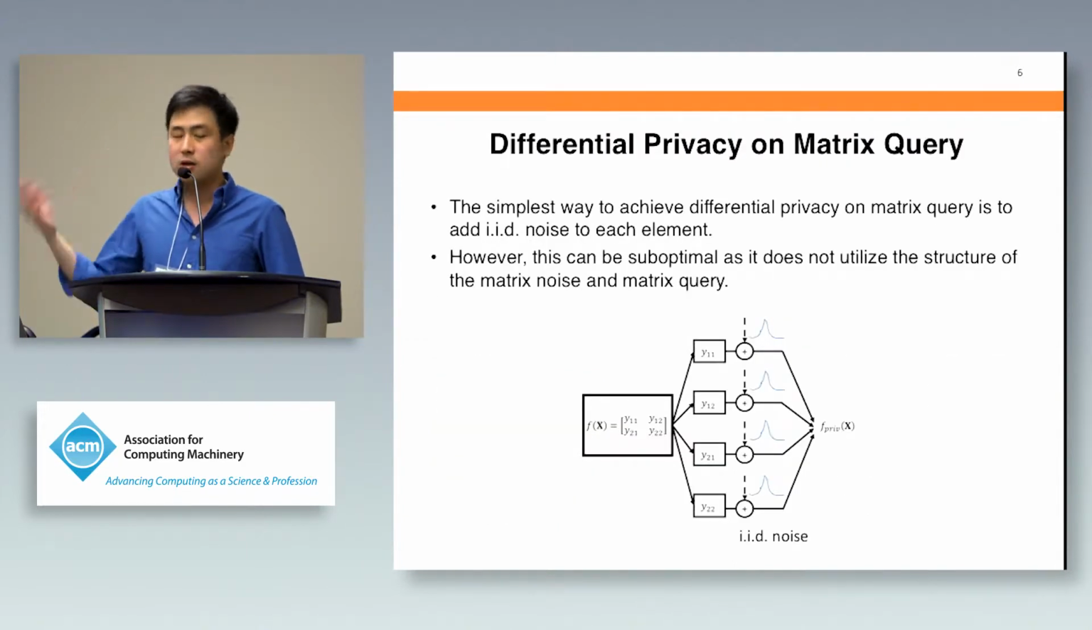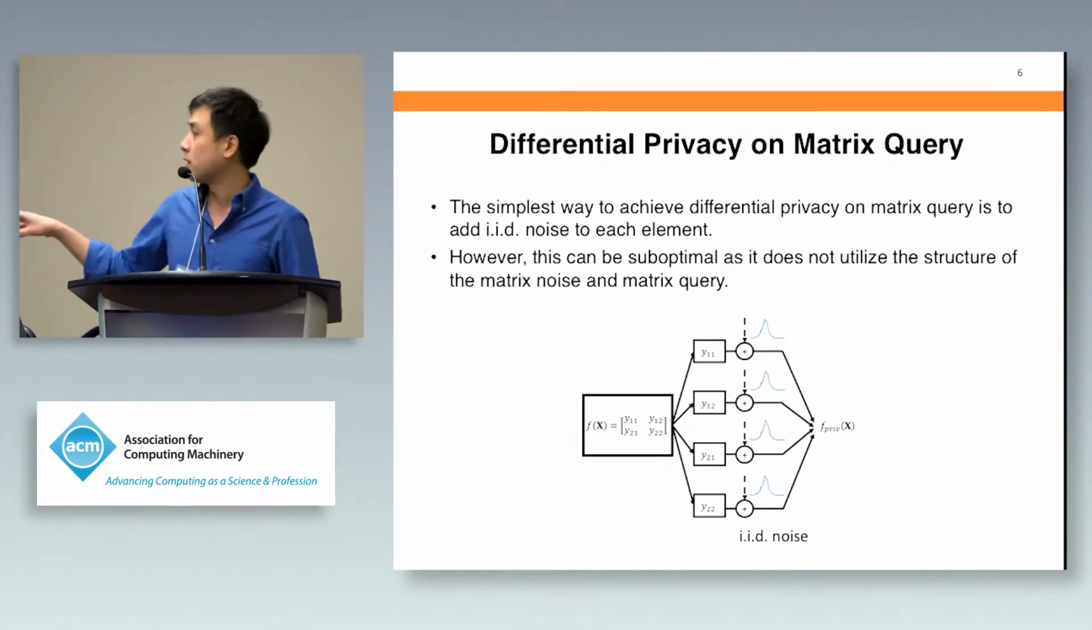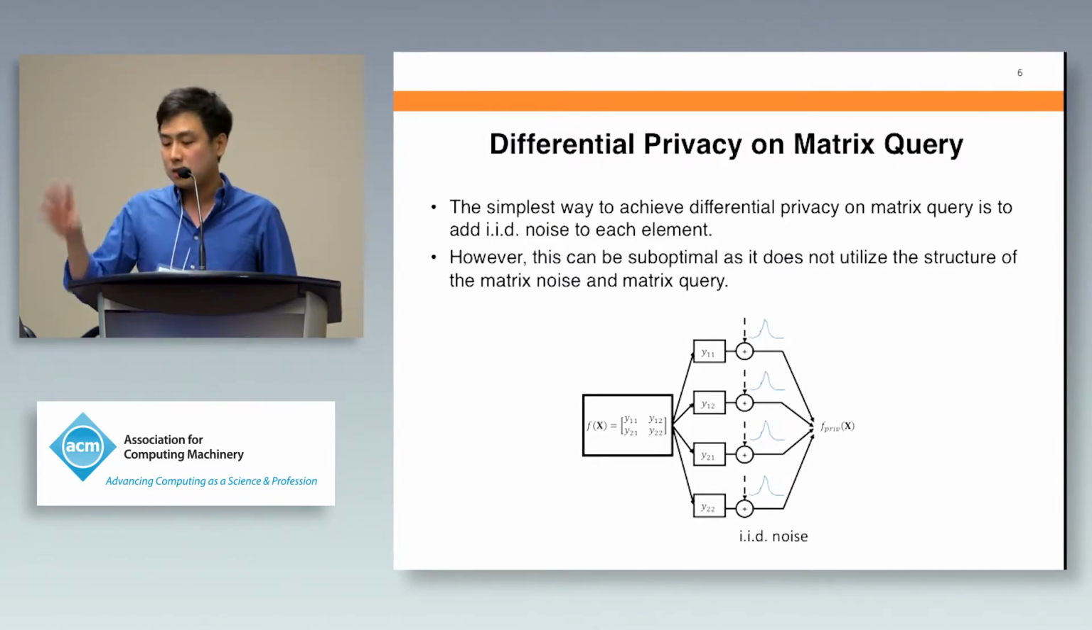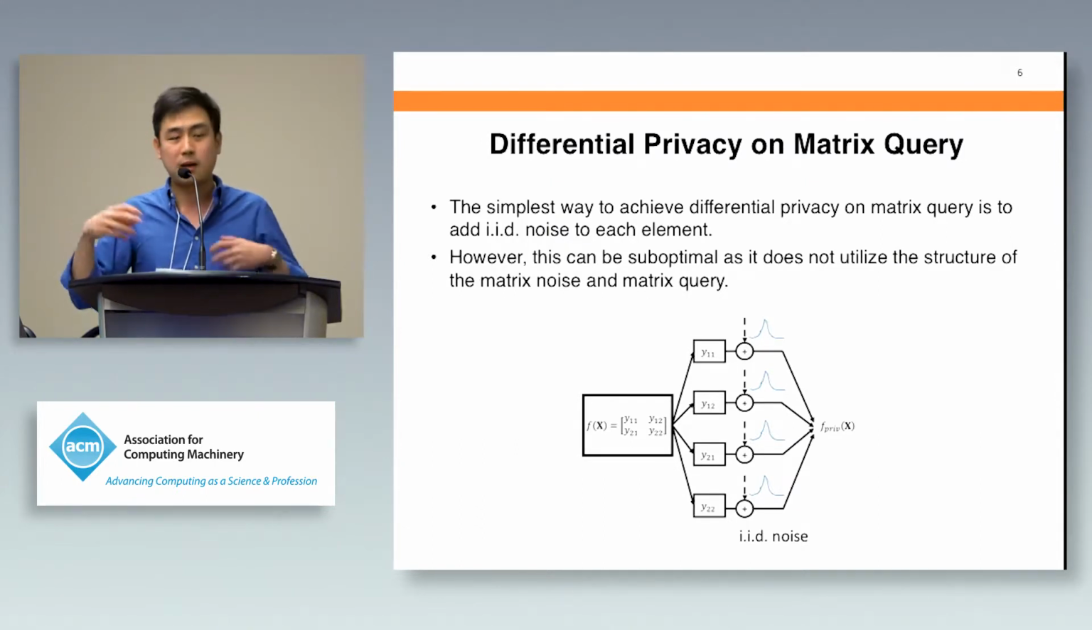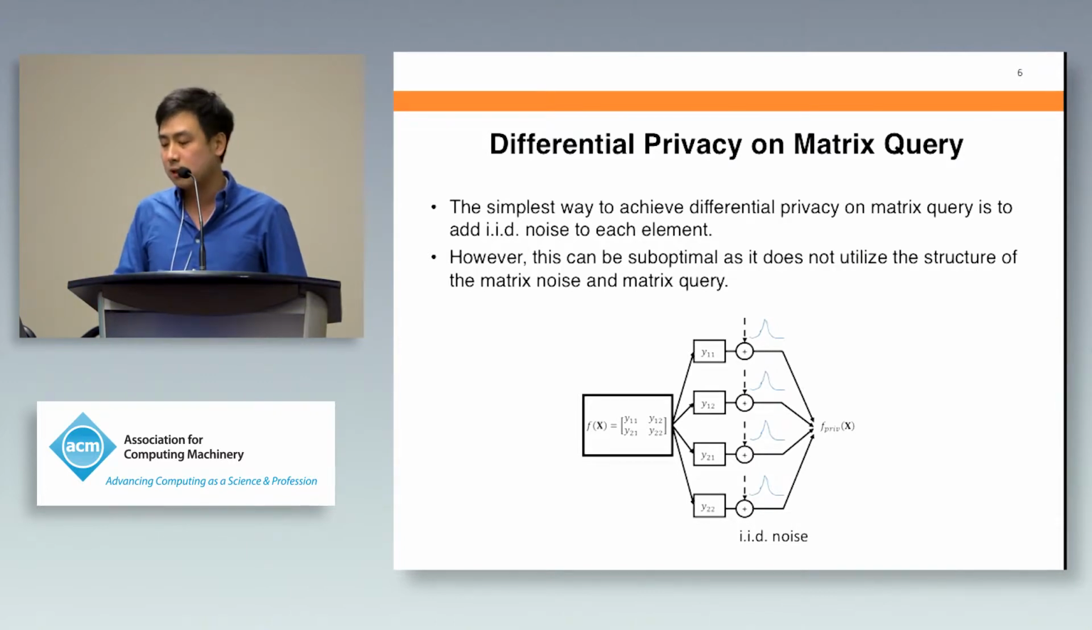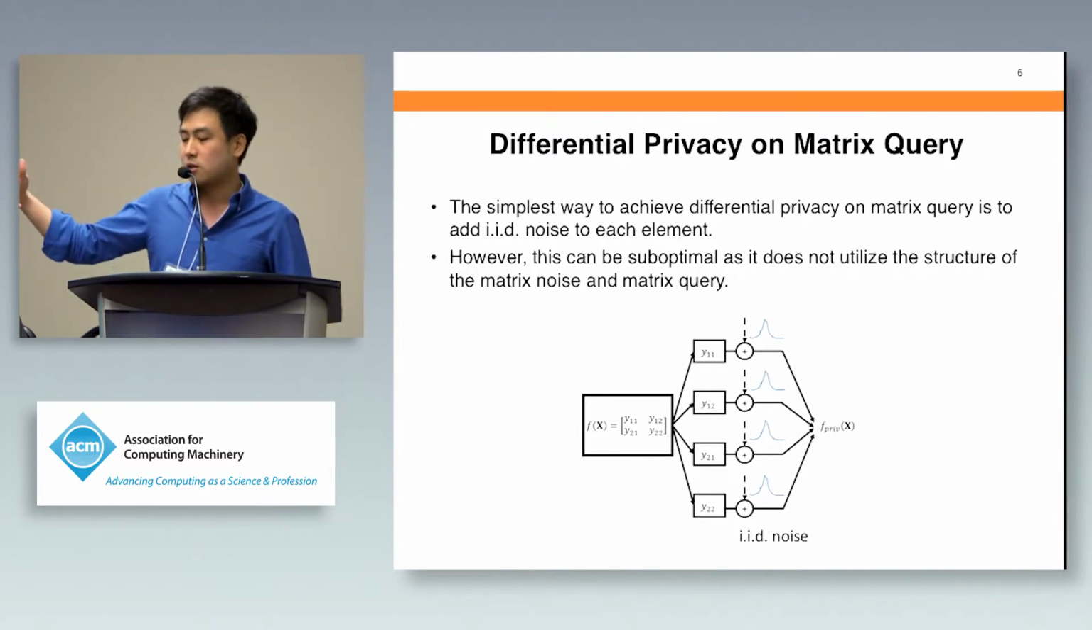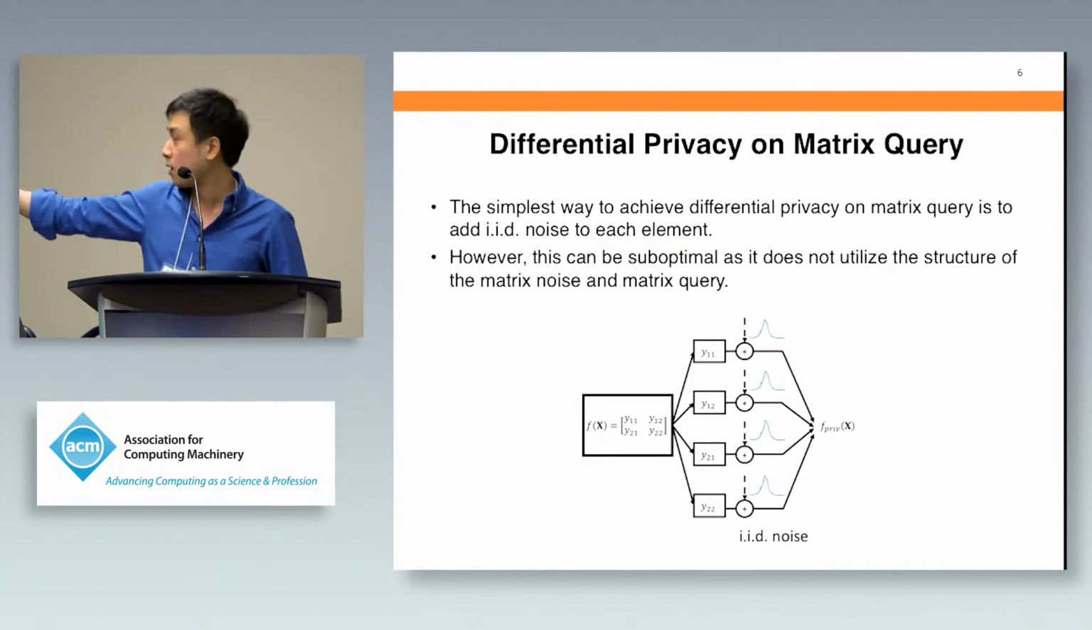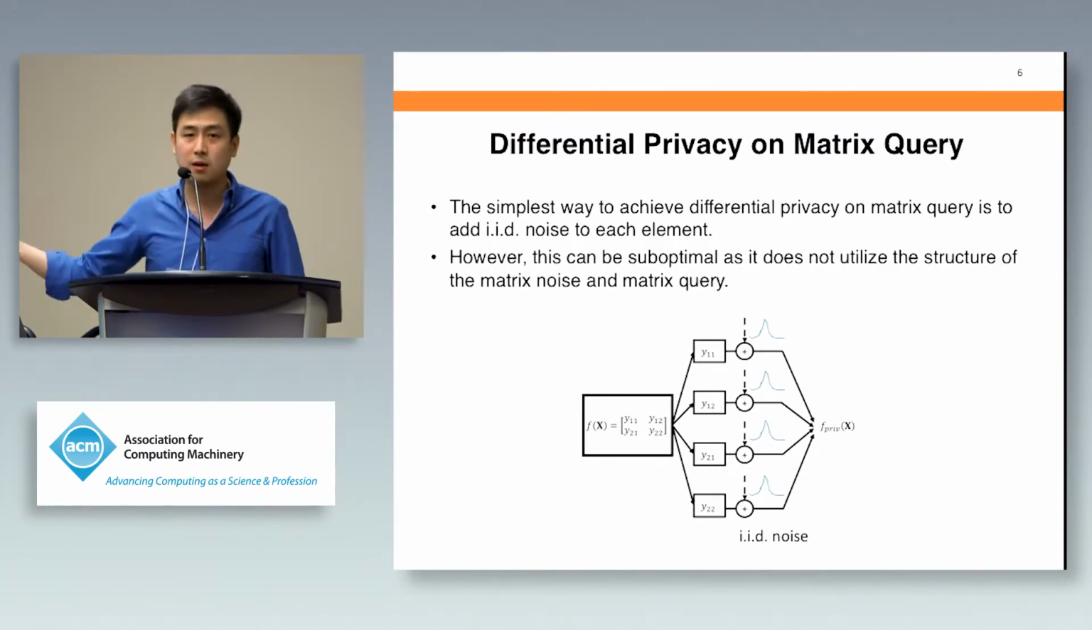Now the question is, how do we do differential privacy on this type of query function? The simplest way to do it is to add noise that is identically and independently distributed, or i.i.d. noise, to each element, which is shown in the figure at the bottom here, where you start with a matrix-valued query function. The example here shows 2x2, but it applies to any size of matrix. Then you add the noise, distributed similarly as you can see from the figure, to each element, and you get the output.